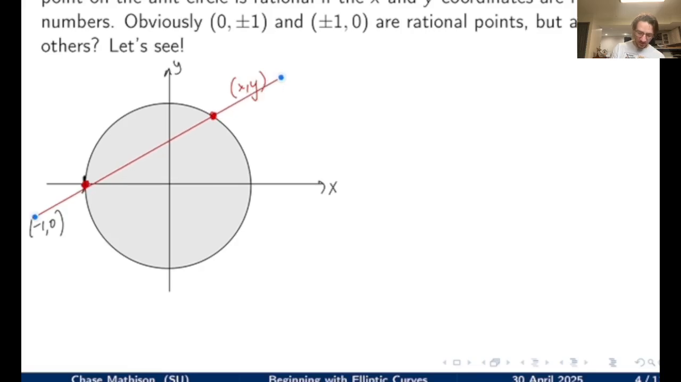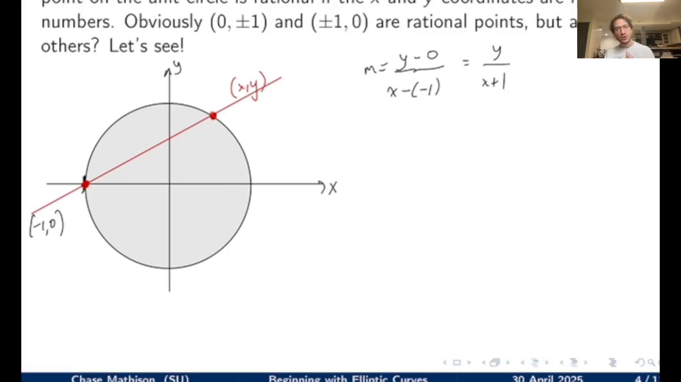So if I assume that, then when I draw this line through those 2 points, the points (-1, 0) and (x, y), where x and y are rational numbers, then what has to be true about the slope of that line? The slope is change in y over change in x. The slope here is y minus 0, technically, over x minus -1, which gives me y over x plus 1. The slope of the line through those points, if x and y are rational, has to be a rational number.